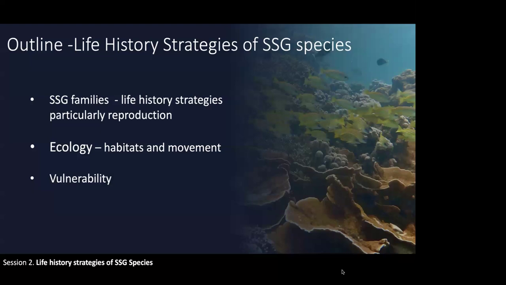In this subsession, I want to give you a short introduction on the diversity of life history strategies that we find in the snapper and associated families of this IUCN specialist group. And I'll focus in on reproduction. It's one of the key life history strategies in fishes that can have huge implications in terms of their vulnerability to fishing. And this relates to the topic of this whole workshop, that of spawning aggregations and why they need conservation attention. I'll also touch on their ecology, such as their habitats and their movements among those habitats.